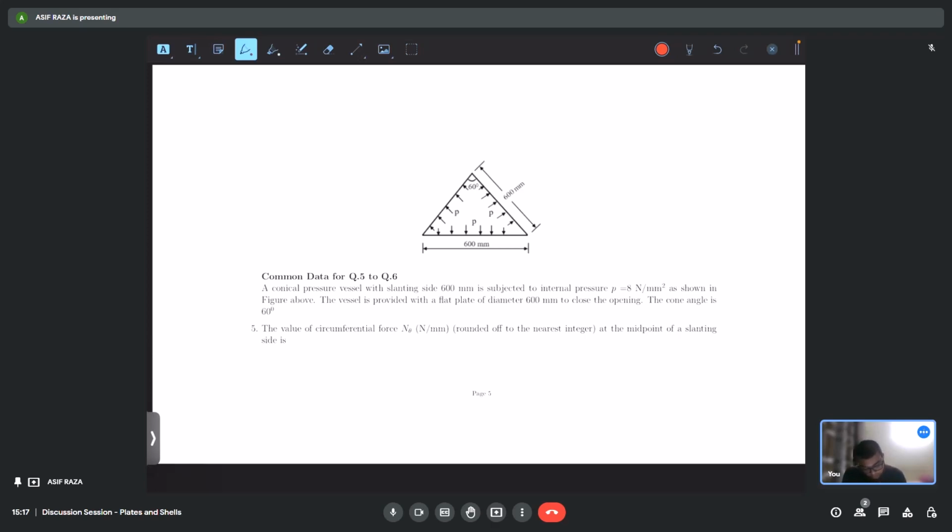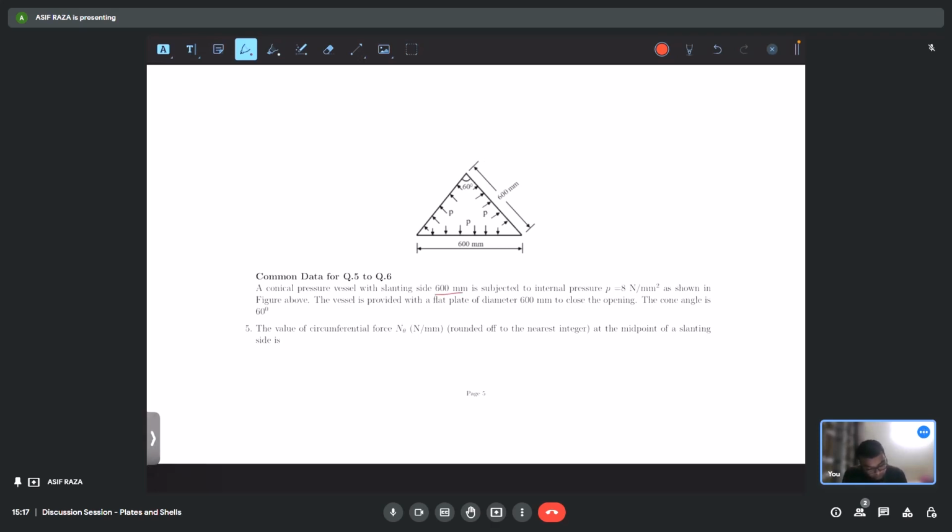So a conical pressure vessel with slanting side 600 mm is subjected to internal pressure 8 Newton per mm square as shown in the figure above. The vessel is provided with a flat plate of diameter 600 mm to close the opening. The cone angle is 60 degree. So we have this cone angle as 60 degree. The value of circumferential force n theta at the midpoint of slanting side is.